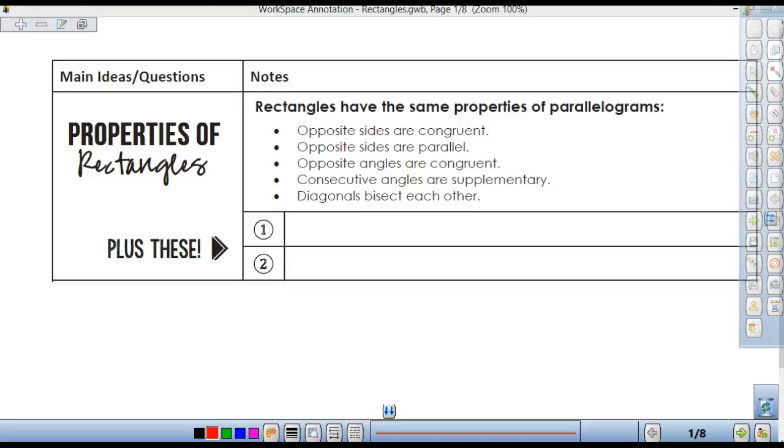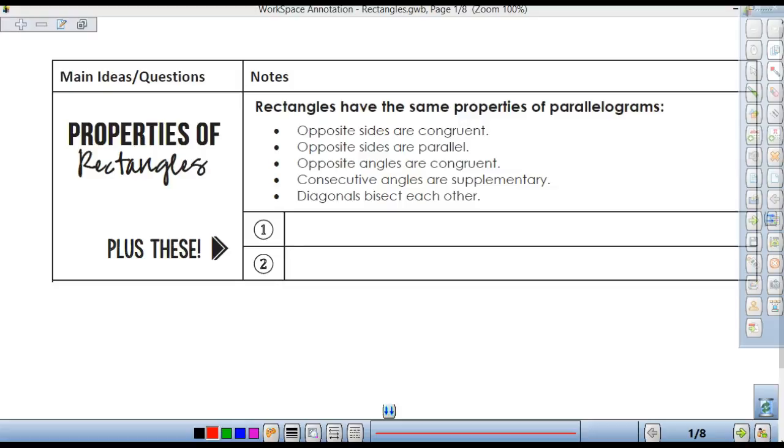Consecutive angles are supplementary. And what's one more? Diagonals bisect each other. Okay, so some common mistakes on your quiz you need to be careful. Diagonals are not congruent in a parallelogram. Okay, that does not constitute one. And diagonals do not bisect the angles. Okay, 2 very important things.